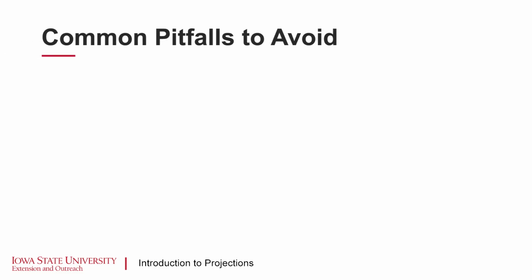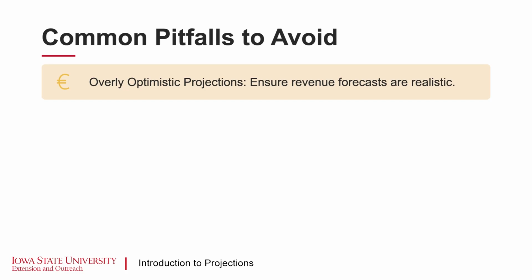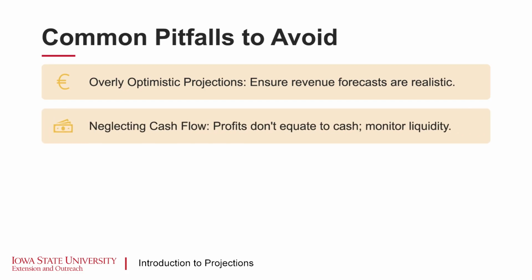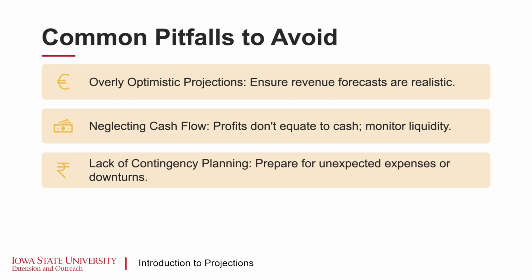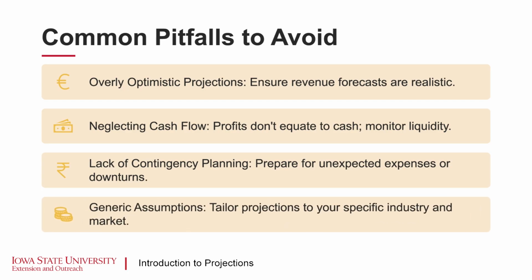As you build financial projections, it's important to watch out for some common mistakes. First, avoid overly optimistic projections. It's easy to be hopeful, but forecasts should be grounded in realistic expectations based on data. Second, don't neglect cash flow. Just because a business shows a profit doesn't mean it has cash in the bank. Always track liquidity. Third, build in contingency plans. Businesses face surprises, unexpected costs, slow seasons, or market shifts, so it's wise to plan ahead. And finally, avoid generic assumptions. Every industry and market is different, so tailor your projections to reflect your unique situation.